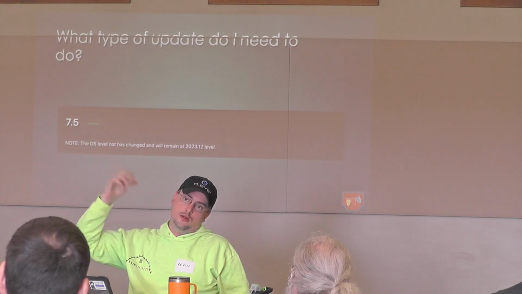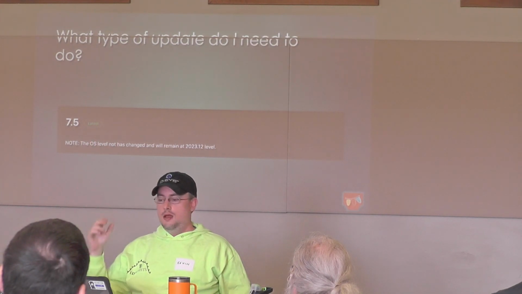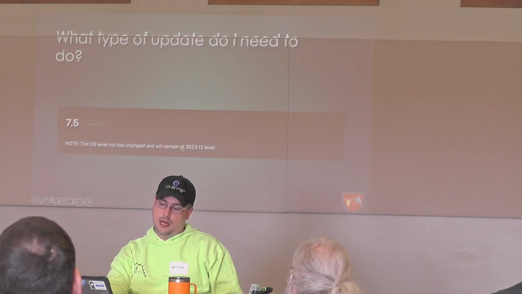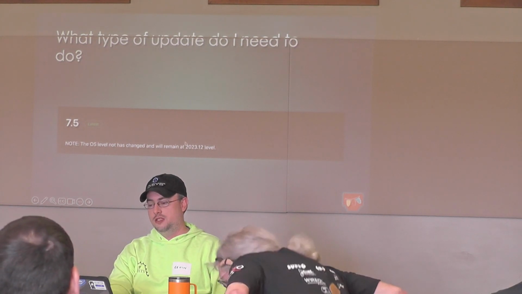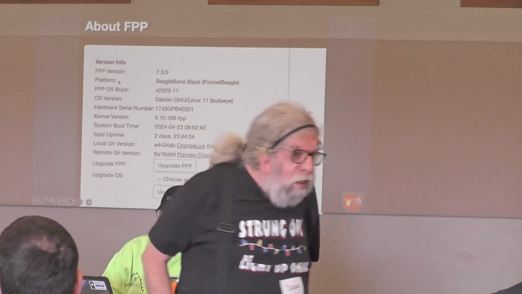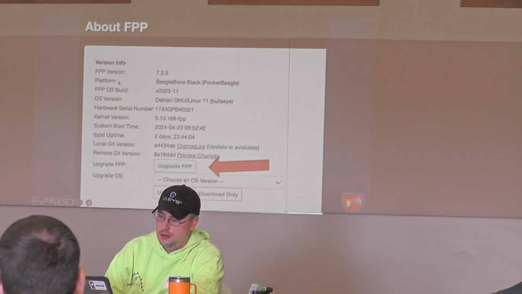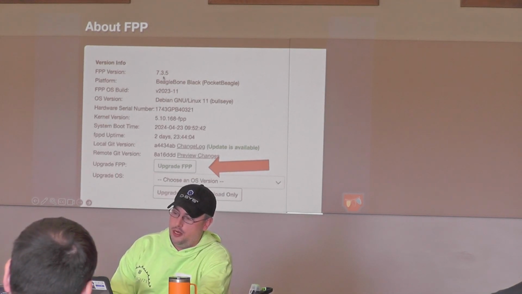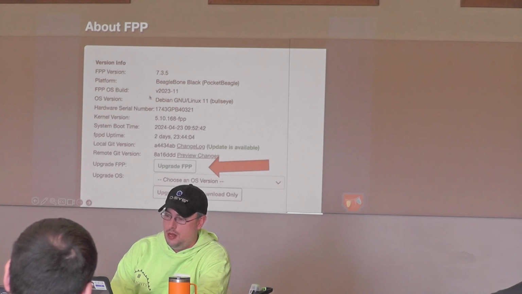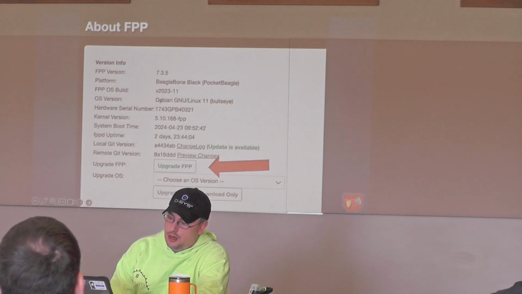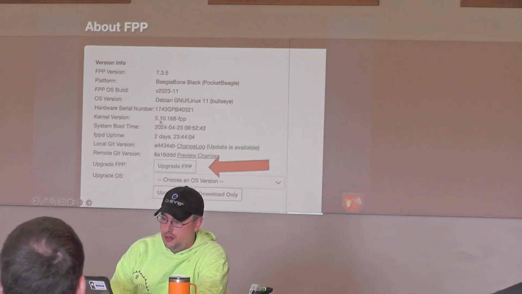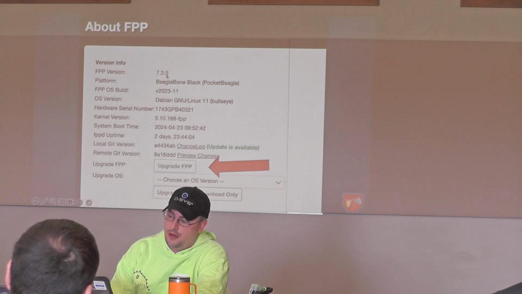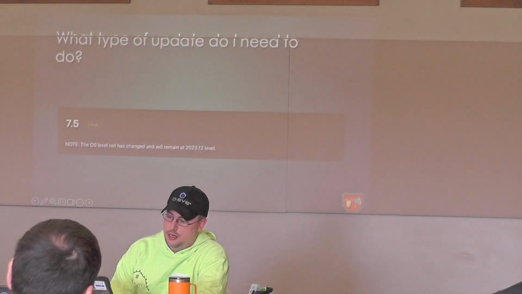There's an alpha of 8.0, so this year you'll see all the 8.0 releases. The OS is always year dot release number, so 2023.12 is the OS version. In FPP, if you click up on the version number, it'll pull up this little window. It will tell me I'm running 7.3.5, I'm on a BeagleBone, I'm running 2023.11, it's Debian 11, all the information about it. In this case, from 7.3.5 to 7.5, there was no OS upgrade needed.